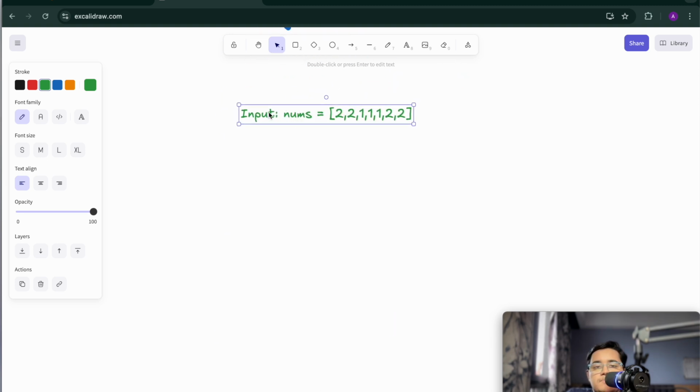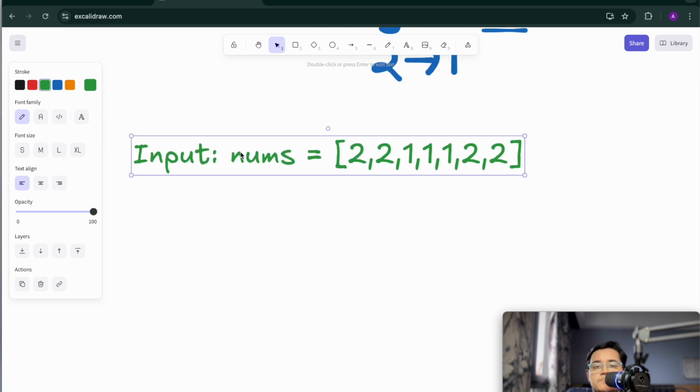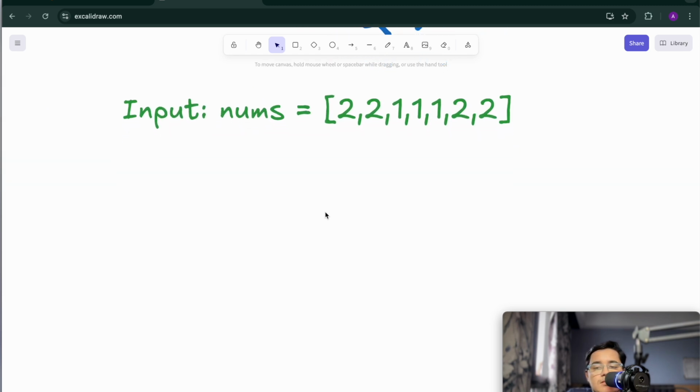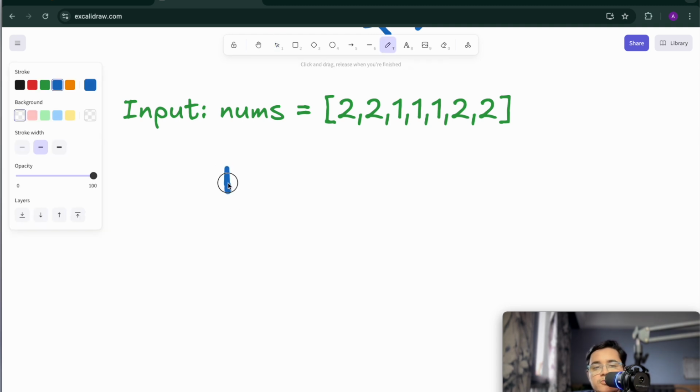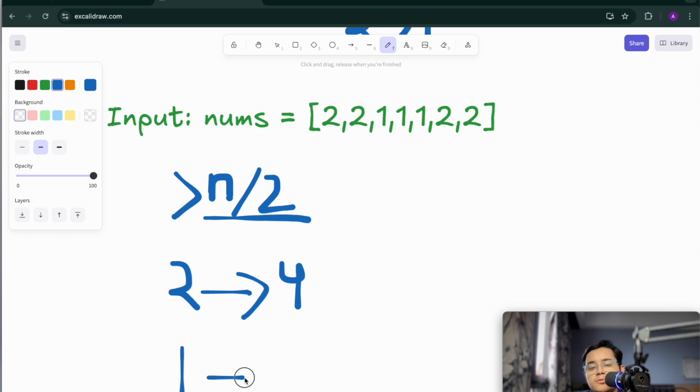Now this is our input. If we think mathematically or intuitively, we know that if an element appears more than half the time, where n is the size, so n divided by 2 basically means half, then there cannot be another element that appears more than n divided by 2 times. For example, suppose 2 appeared 4 times, and 1 also appeared 4 times.